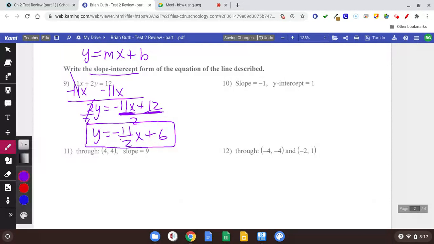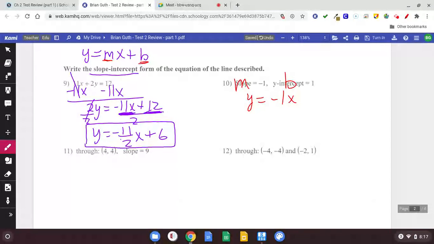Number 10, they're giving you the slope, which is m, and the y-intercept, which is b. So they're giving you these two numbers right here. We should be able to just write the equation. Y equals negative 1x plus 1. Now, of course, we don't really say negative 1x. We would reduce that. We would say y equals negative x plus 1.